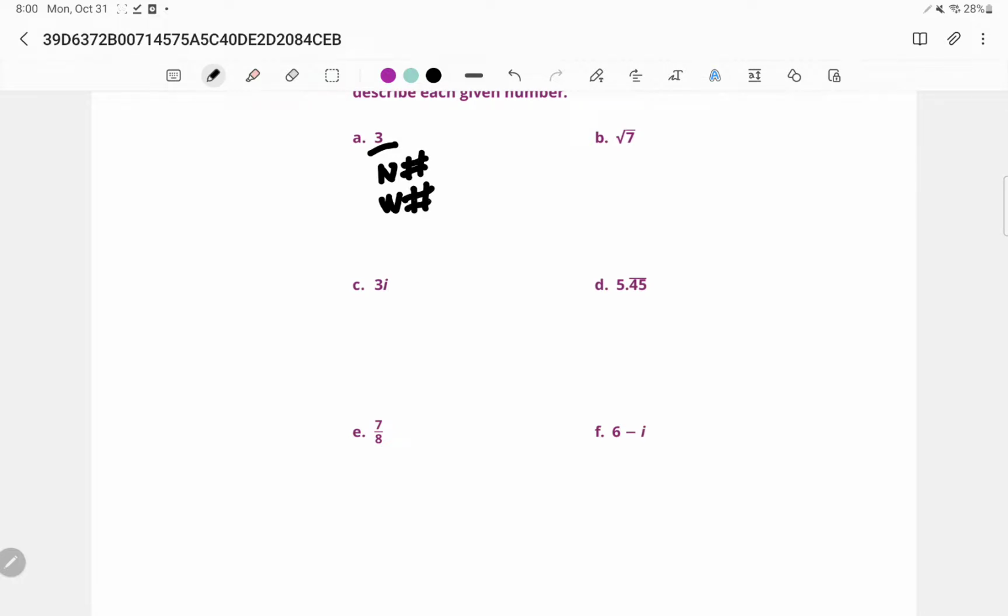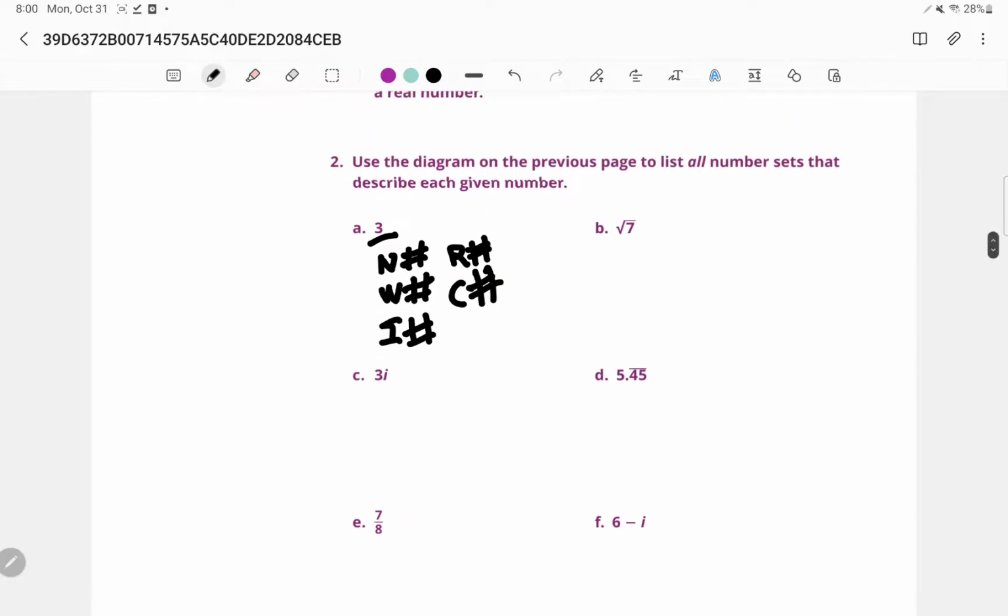You can use the notation they give you, but I'm just trying to do this as fast as possible. You also have integer, right? Then that also includes a real number, so I'm going to put real number. And it can also be a complex number. So it has all of those different categories.